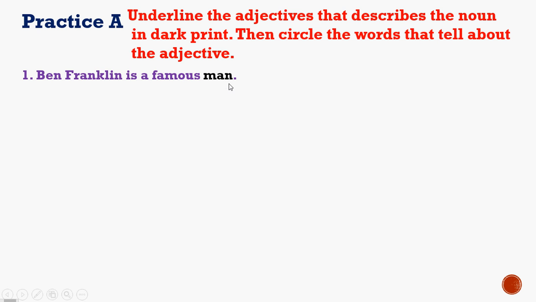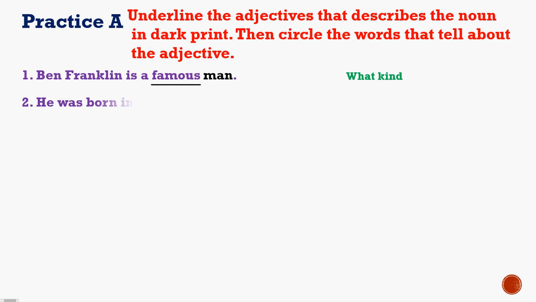So we need to underline the adjective. Which one is the adjective? Good job, famous. Es la palabra que está siempre antes, okay? Famous. And this is about what kind or how many? Famous. Me está hablando de números, de cuántas cosas hay o cómo es la persona. Good job. Yes, it tells about what kind. No estamos hablando de números acá.